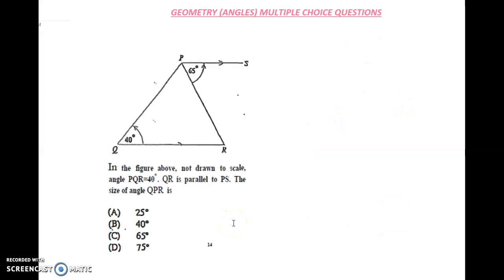All right, so on to our next question. In the figure above, not drawn to scale, angle PQR is equal to 40. So that's my 40 right here, right? QR is parallel to PS. You see the little arrows. We want to know the size of angle QPR.